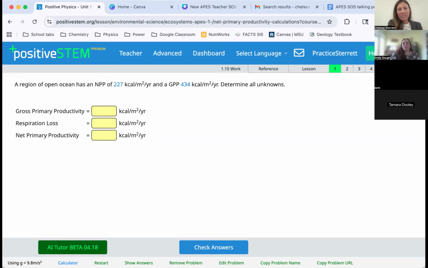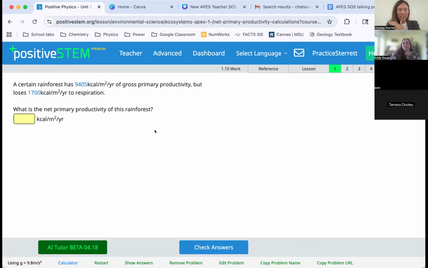And then it's a little bit scaffolded. So as they work through the skill, there's ones that they would have to set up their knowns and unknowns on their own paper or on their calculator to answer it themselves. So that was the NPP skill.